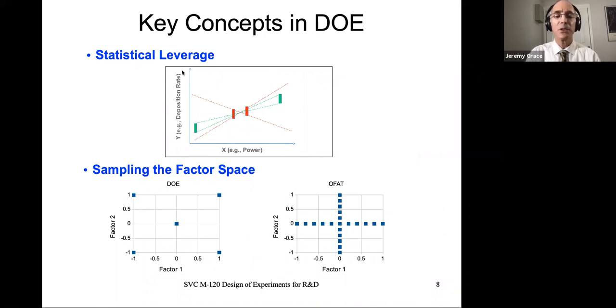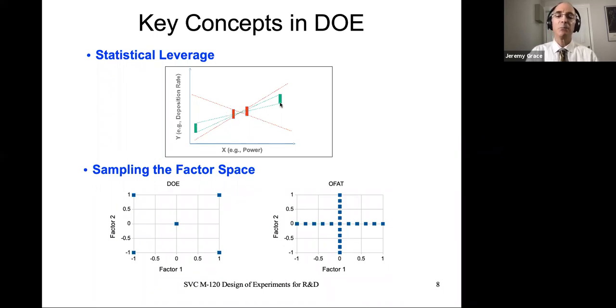Imagine you're measuring deposition rate as a function of power. If I take two power settings that are fairly close together and I have a response variation that could cause the measured deposition rate to go up and down as shown in these vertical bars, depending on my luck, I could come up with a negative slope or a positive slope or zero slope for deposition rate versus power.